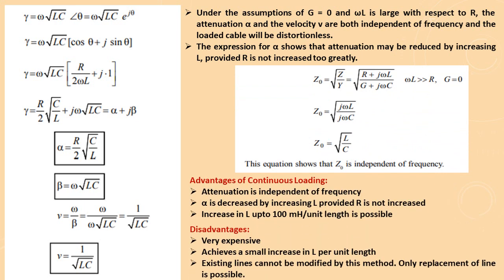The disadvantage of this is that it is very expensive, because if you are going to wind every part of the continuous path of the transmission line, it will be very expensive, and we achieve only a small increase in L per unit length, and existing lines cannot be modified by this method. Only replacement will work for this particular method. Okay, this is about continuous loading.